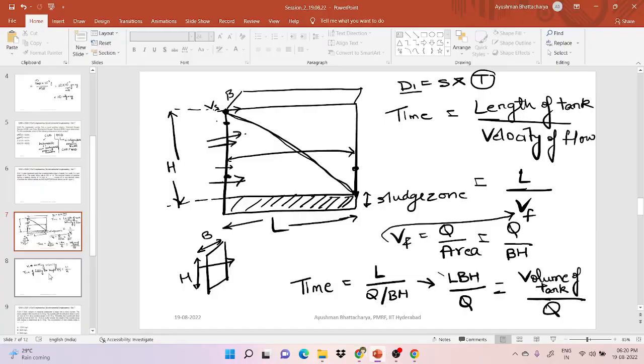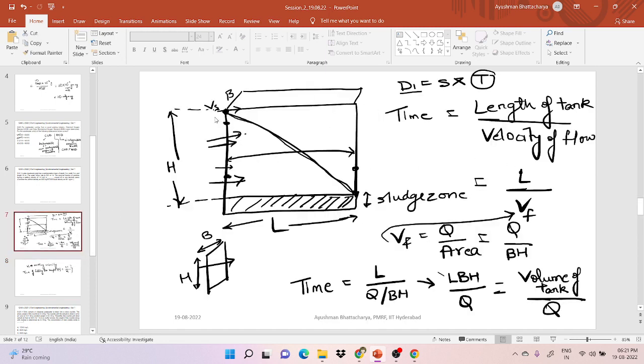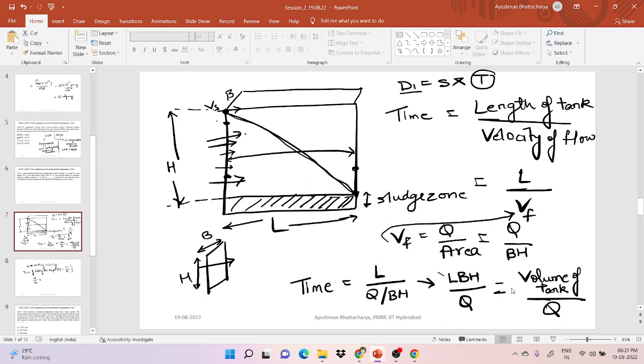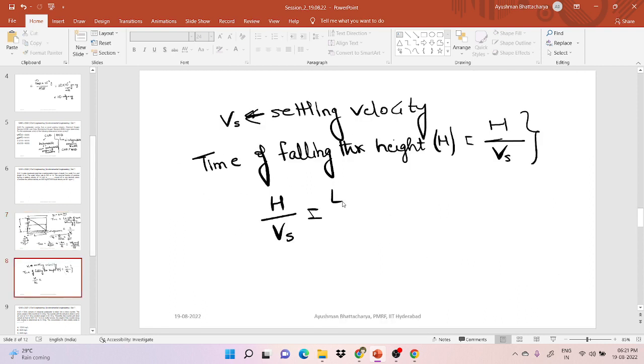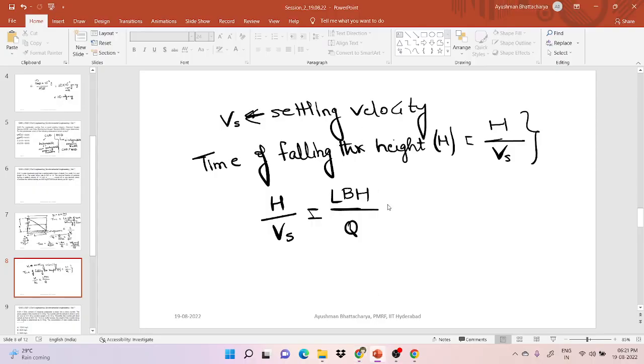So the time of falling through height h is h by Vs. Again I am explaining: particle 1 is here. If it settles at the bottommost point or the corner, that means the time taken by the particle from this point to this point is equal to the time taken by water to move from this point to this point. Having said that, h by Vs will be equal to the detention time of the liquid. The detention time we have already calculated as volume of the tank by Q, so it will be LBH by Q.